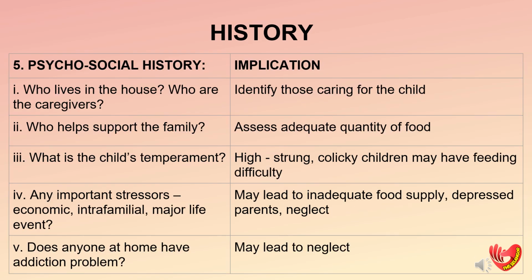Finally, elicit a proper psychosocial history. Identify who lives in the house and who is the main caregiver. Check how the family is supported and assess adequate quantity of food. What is the child's temperament? As highly strung, colicky children may have feeding difficulties.